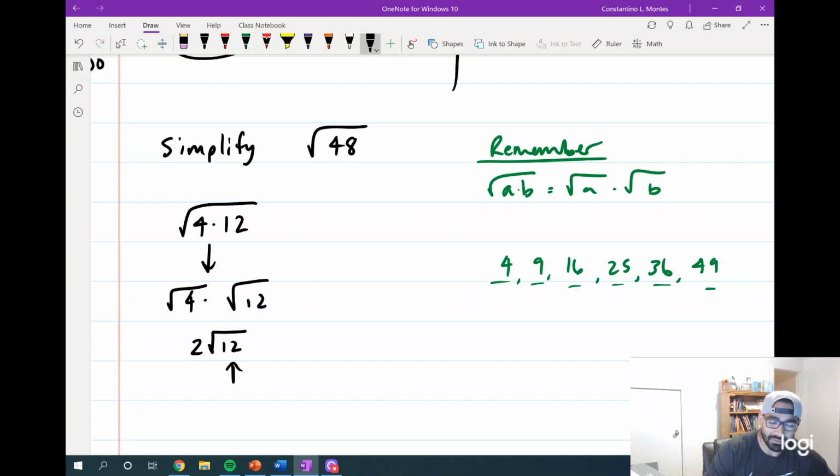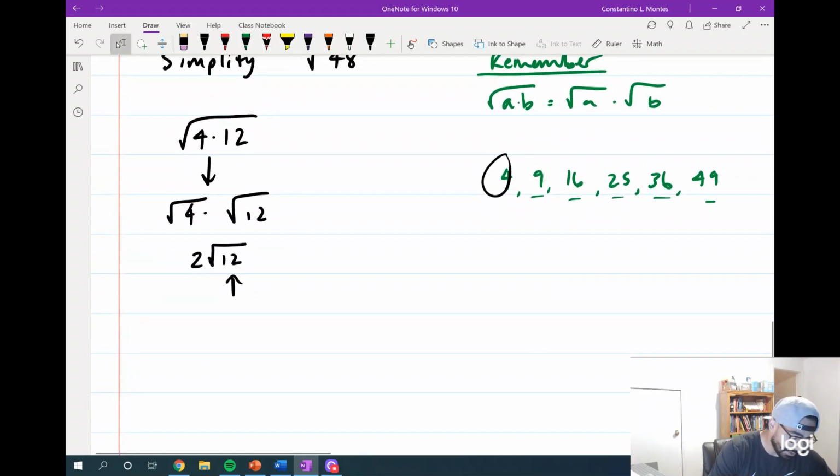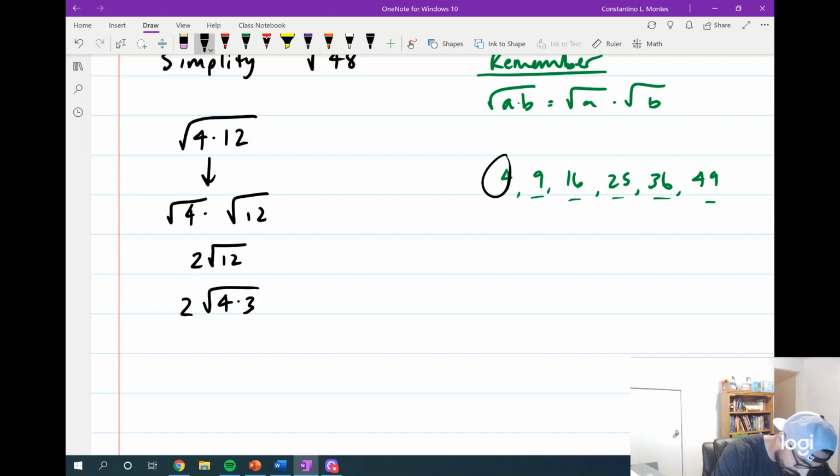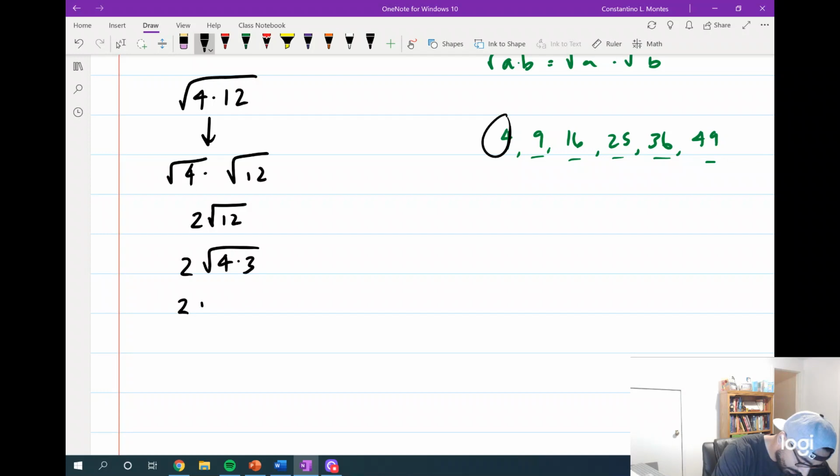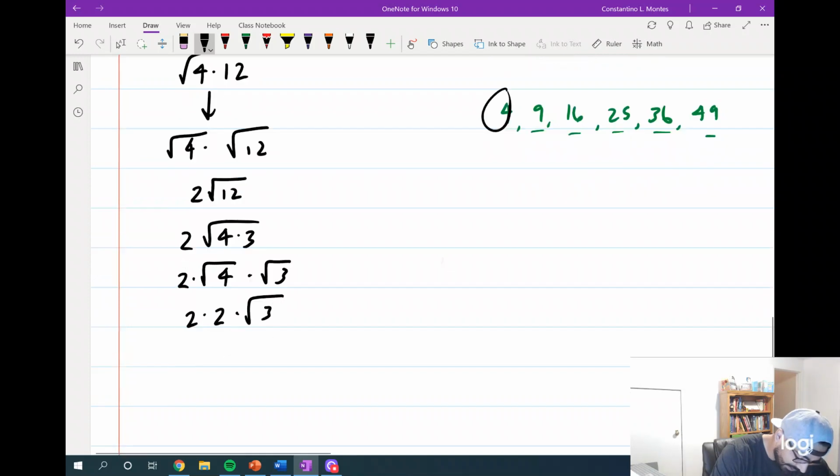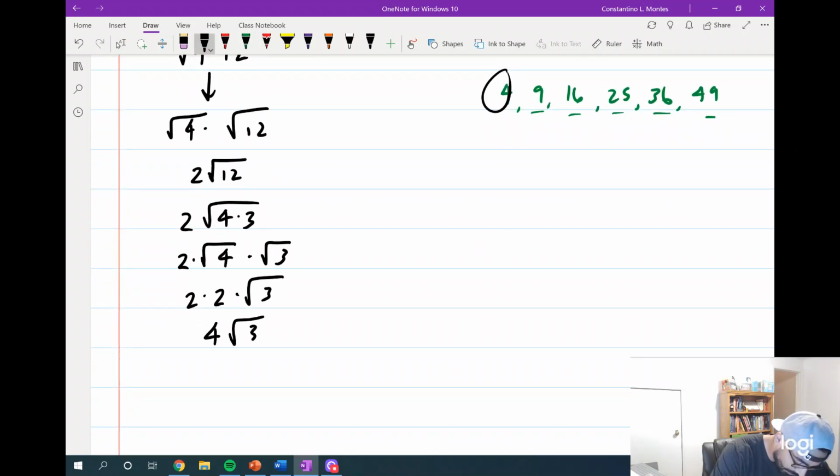Can we simplify that even further? Well, it turns out that 4 divides 12. I can write 4 as a factor of 12 as well. So we actually are not done. We have to continue simplifying. And I'll tell you what happened here in a second. This can be written as, again, 2 times the square root of 4 times 3. And then it's going to be 2 times the square root of 4 times the square root of 3. The square root of 4 is 2. So this ends up being 2 times 2 times the square root of 3, which is 4 root 3.